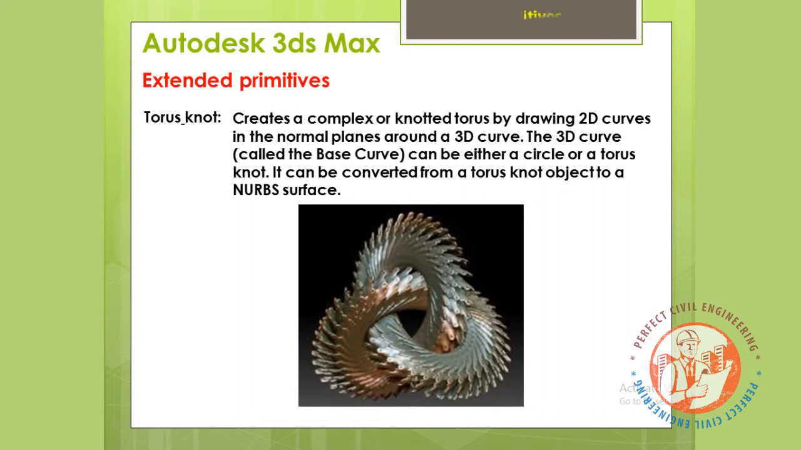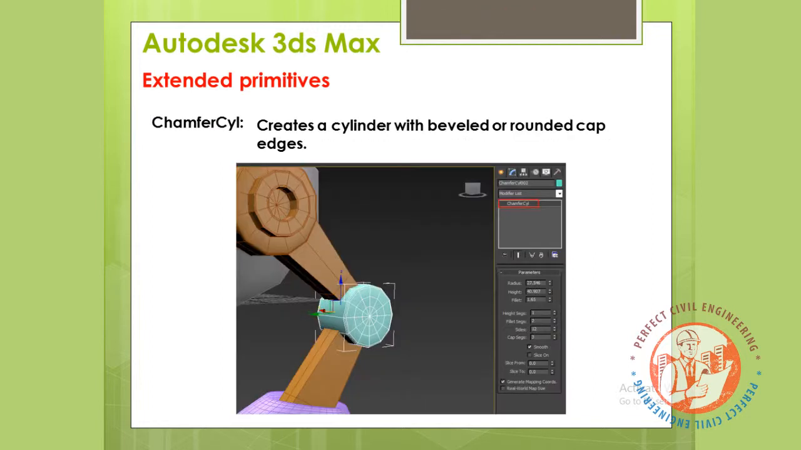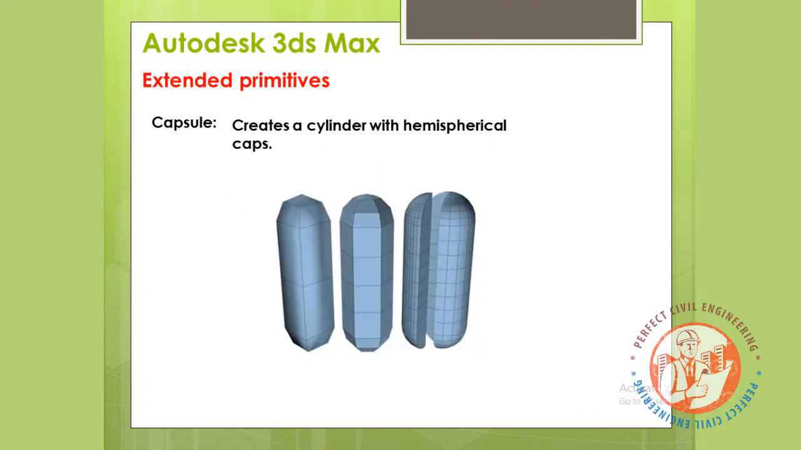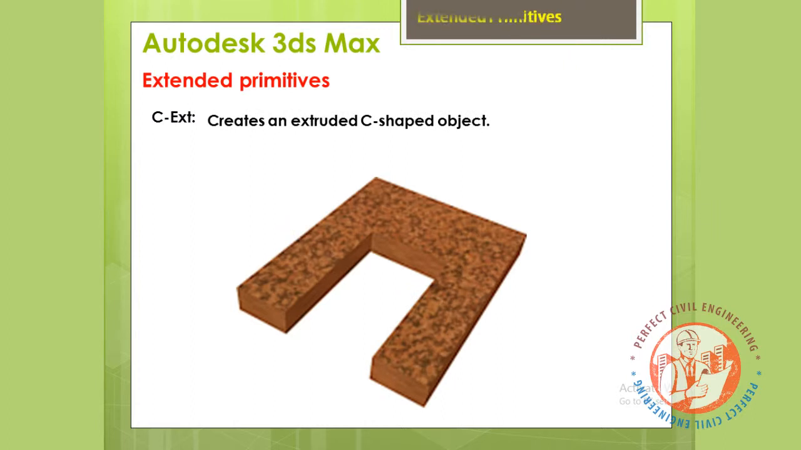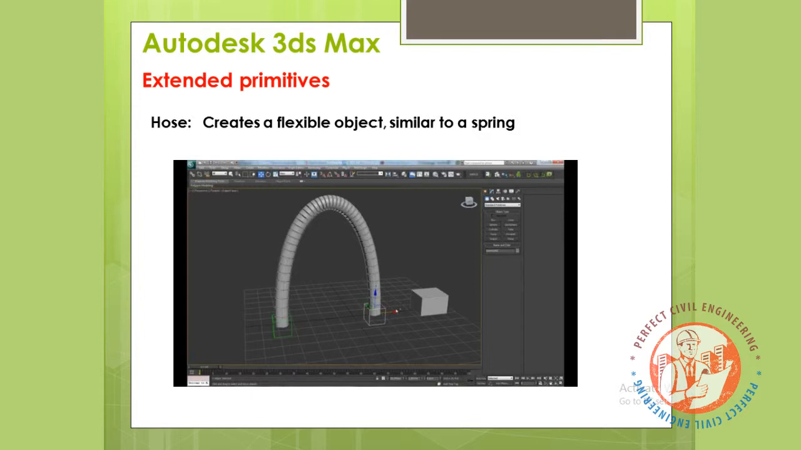Torus knot creates a complex or knotted torus by drawing 2D curves in the normal planes around a 3D curve. The 3D curve, called the base curve, can be either a circle or torus knot. It can be converted from a torus knot object to a NURBS surface. Chamfer cylinder creates a cylinder with beveled or rounded cap edges. Capsule creates a cylinder with hemispherical caps. LExt creates an extruded L-shaped object. CExt creates an extruded C-shaped object. Hose creates a flexible object, similar to a spring.